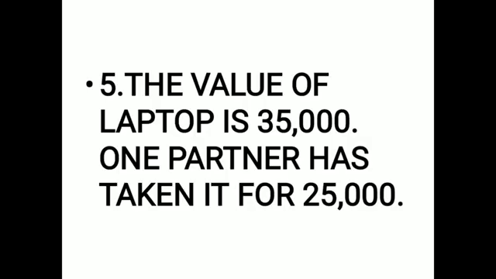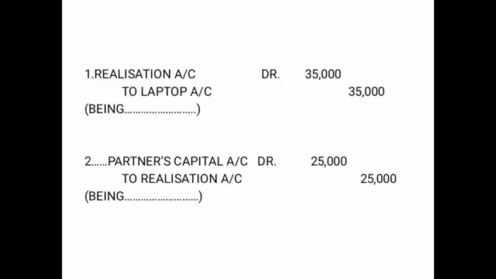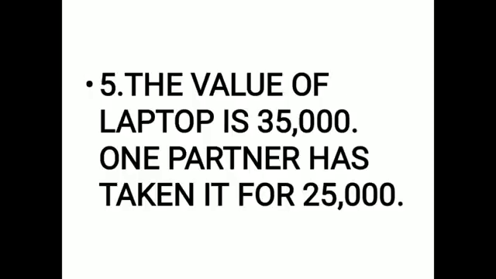Okay, the next transaction says the value of laptop is 35,000. One partner has taken it for 25,000. Laptop is an asset, of course. So the first journal entry that you are going to write is the closing entry for an asset. It is realization account debit 35,000, book value, to laptop account 35,000. Again, I repeat, this is the journal entry for closing down the account of an asset. Realization account debit to laptop account 35,000, the book value.